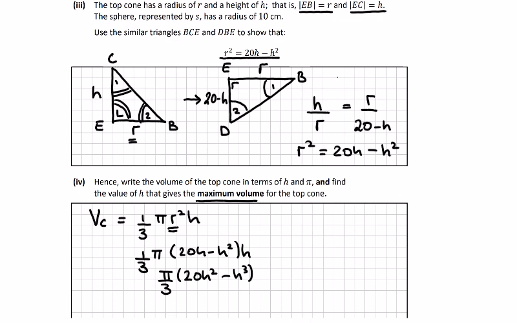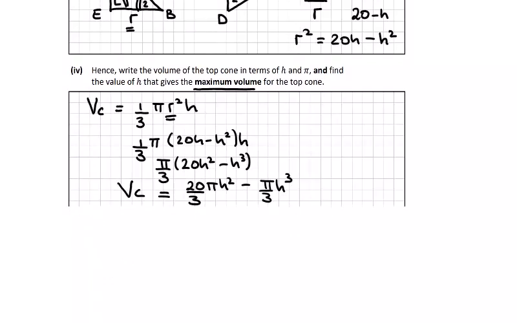So I might just multiply this out. Actually, that's going to be 20 over 3 pi H squared minus pi over 3 H cubed. This is the volume of my cone. So the value of H that maximizes it, we want to differentiate the volume with respect to H. So that's going to give the 2 by the 20 over 3. So that's going to be 40 over 3 pi H minus 3 pi H squared over 3.